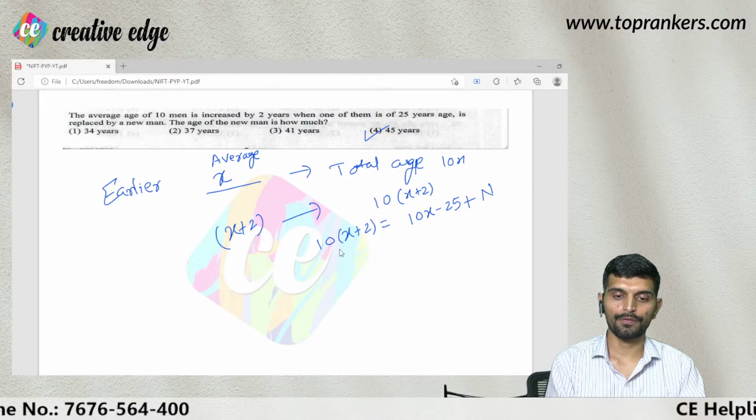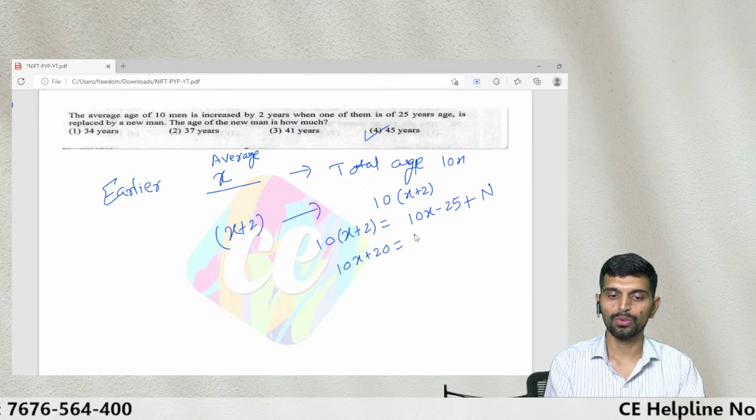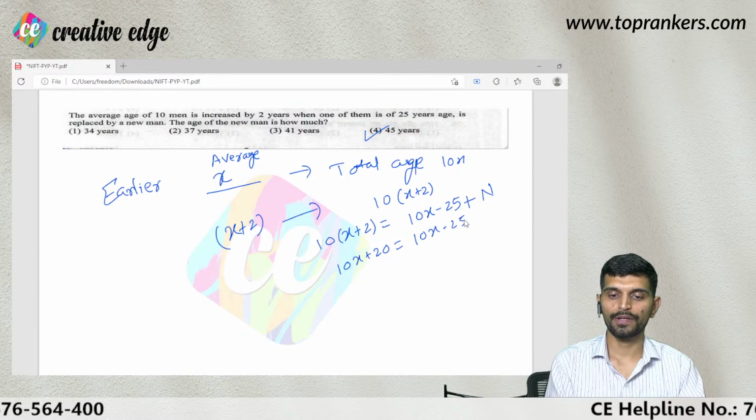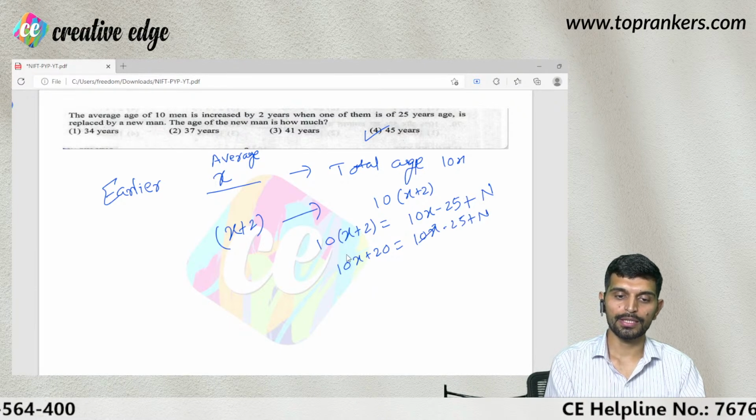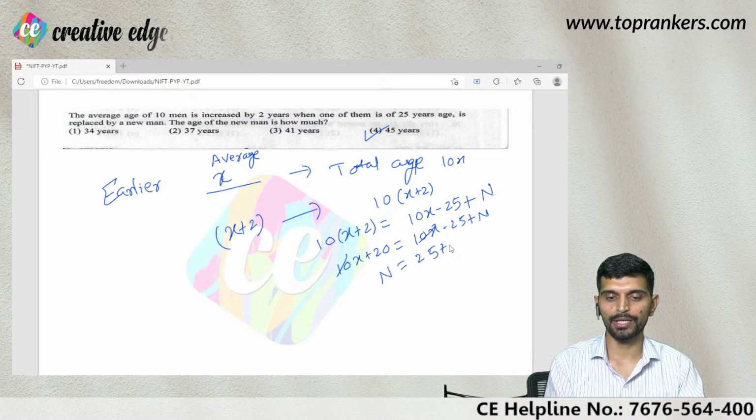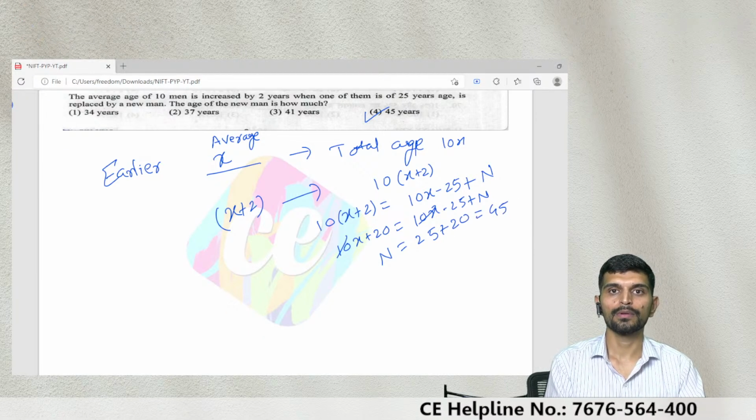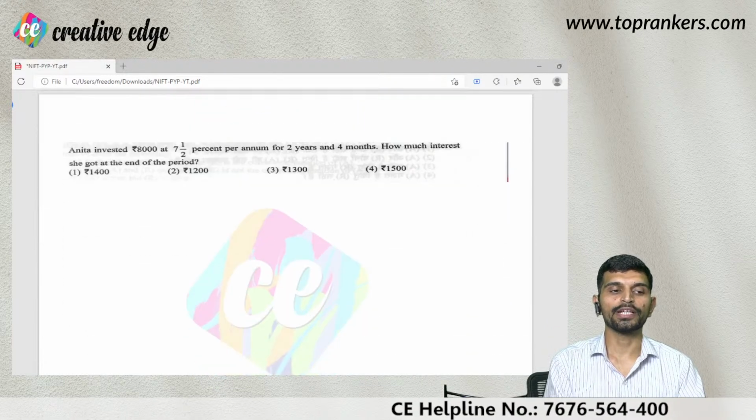So if I multiply here, 10x plus 20 is equal to 10x minus 25 plus new. So this 10x gets cancelled. This minus 25 on the other side will get added. So new is equal to 25 plus 20. So that will be 45. Okay. So let's move to the next question.